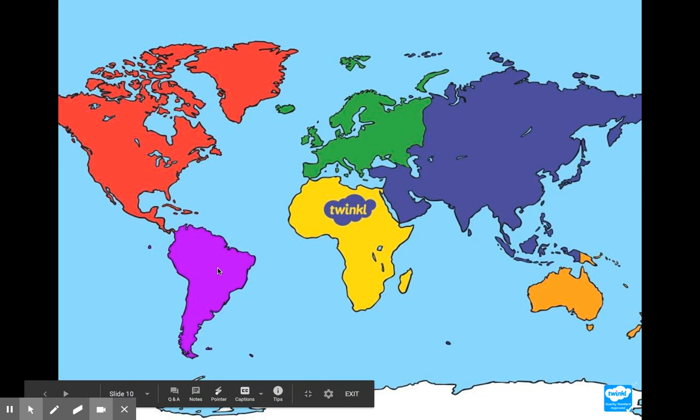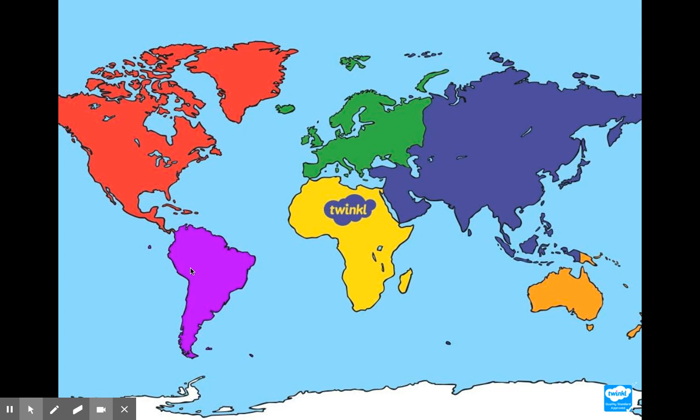And last but not least, going back kind of in a circle, we come to South America, which is right south of North America. And remember, the equator kind of goes straight across right here, which we'll talk more about later. So that's just a little bit about the 7 continents.